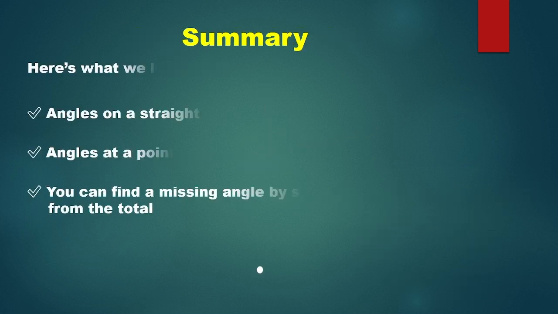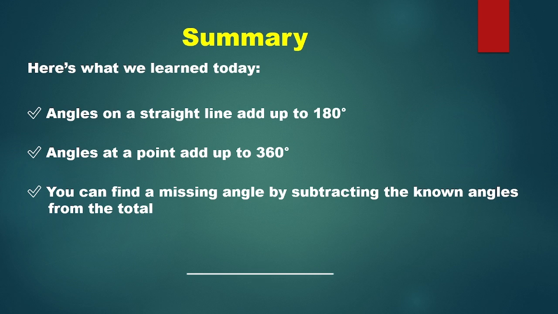Let's have a quick summary. Here's what we've learned today. Angles on a straight line add up to 180 degrees. Angles at a point add up to 360 degrees. You can find the missing angle by subtracting the known angles from the total.